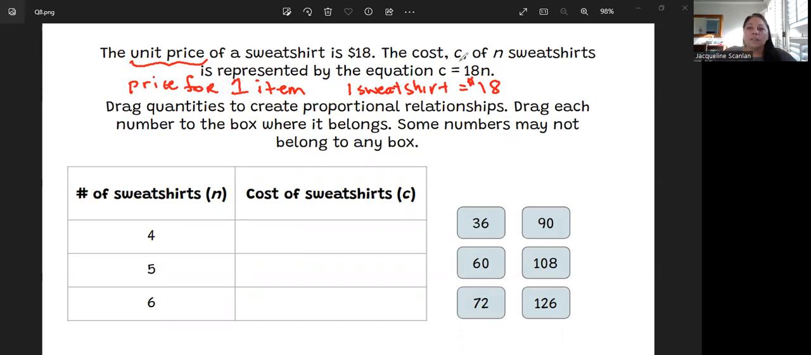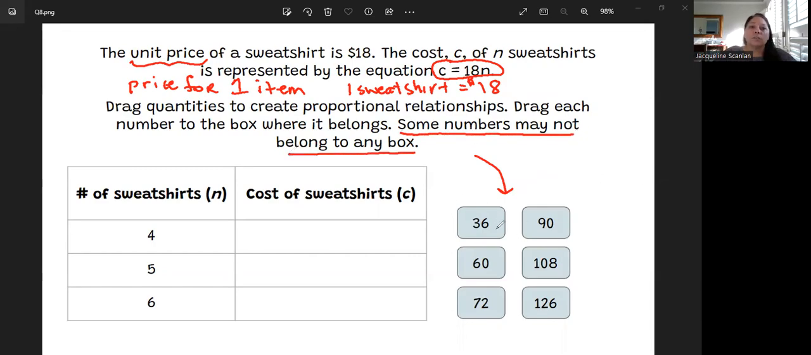The cost, C, of N sweatshirts is represented by this equation. C equals 18N. So the cost of my sweatshirts is equal to 18 times the number of sweatshirts I purchased. That should make sense. So if I purchase 5 sweatshirts because I have 5 people in my family and I want them all to have matching sweatshirts, I'd take 18 times 5 and it would give me my total cost. In this problem, it wants me to drag these numbers to create proportional relationships. I want you to drag each number to the box where it belongs. And it does tell you that some numbers may not belong in any box, right?